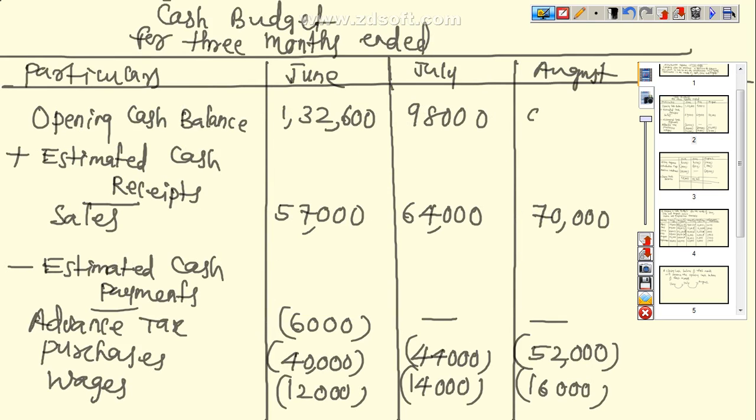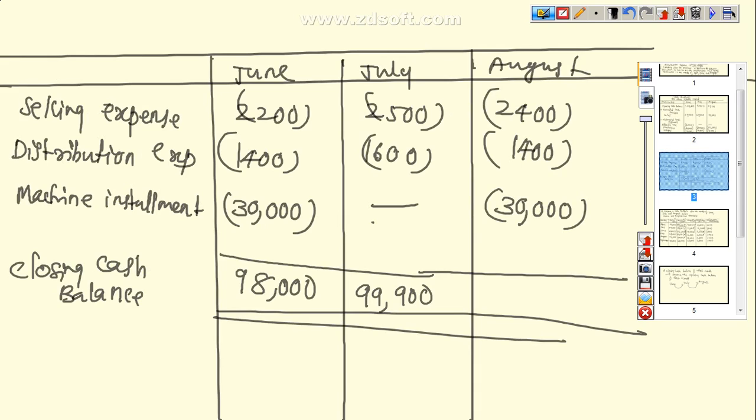So we write here 99,900 plus 70,000 minus 52,000, 1,600, 16,000, 2,400, 1,400, 30,000, that is equal to 68,100.